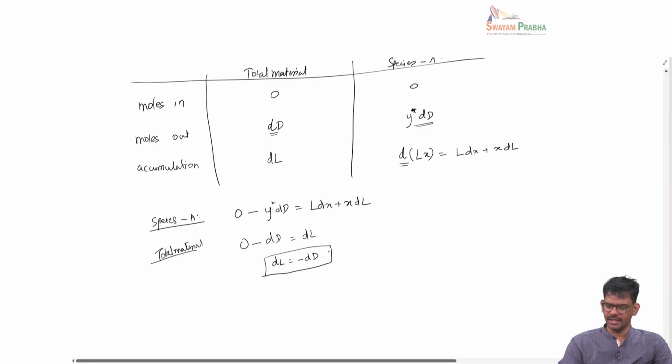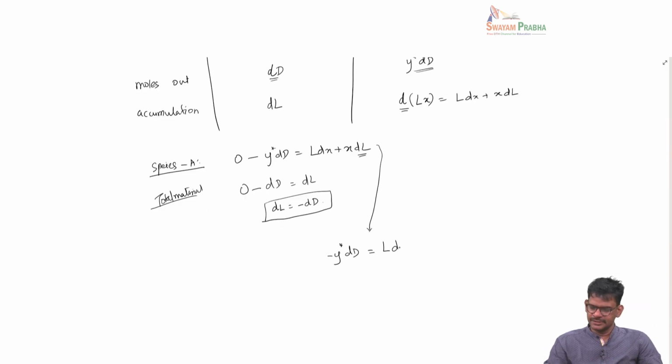And now I can replace dL as minus dD. So this equation will become minus y star dD is equal to L dx minus x dD. Okay, let me do this little.